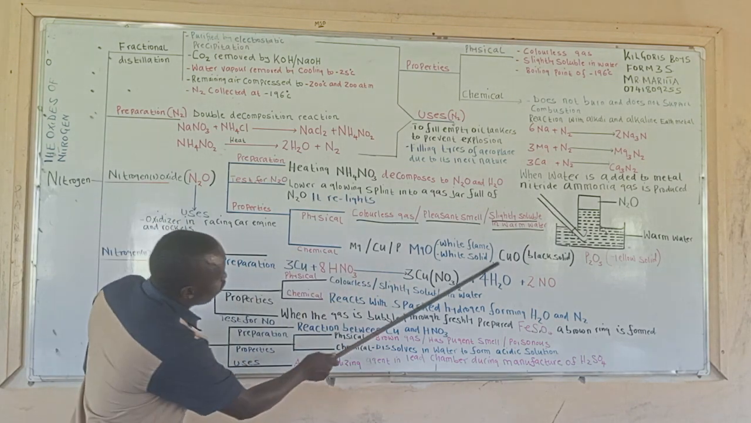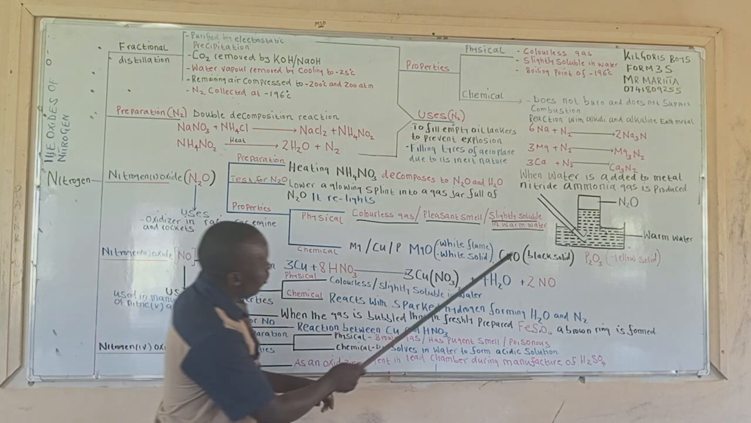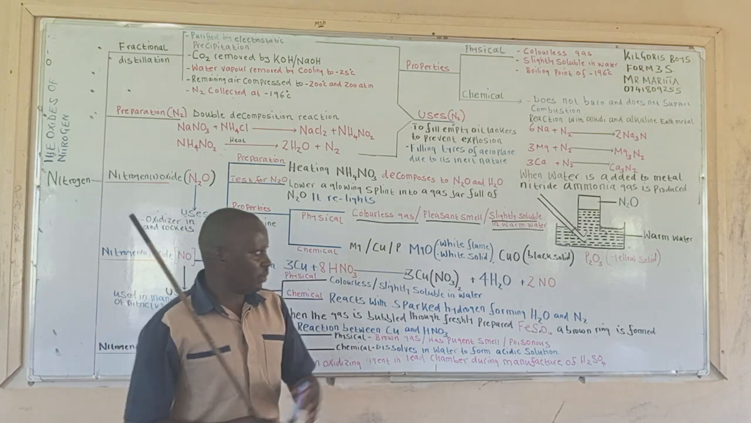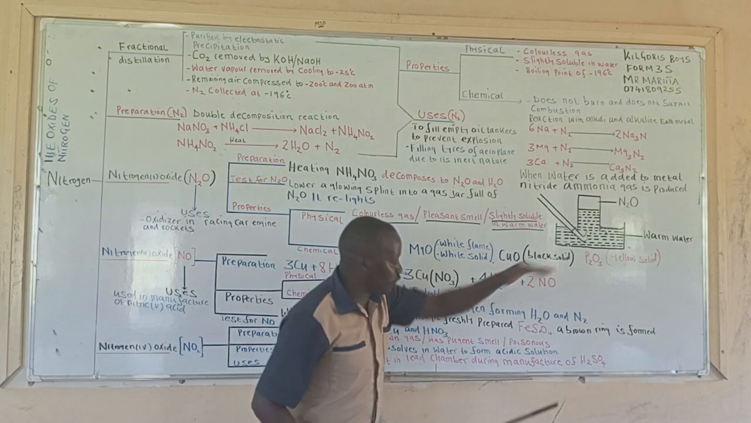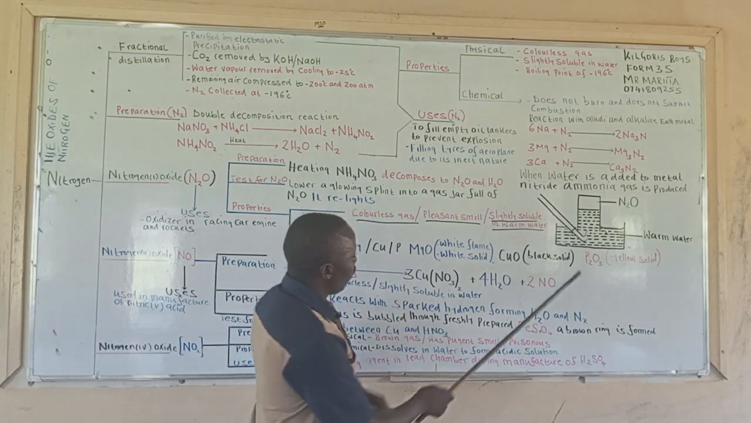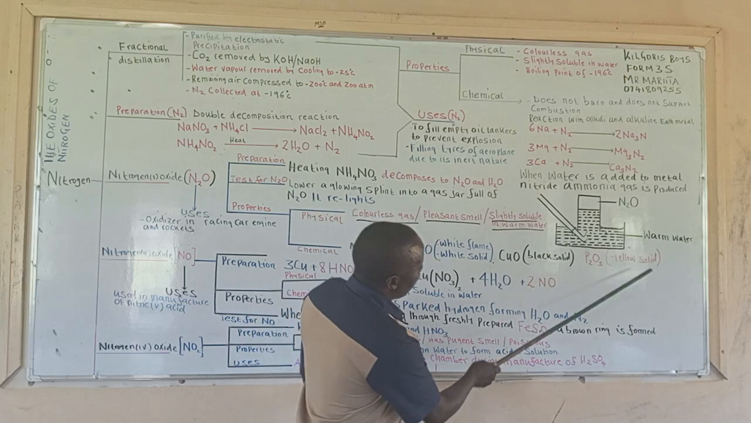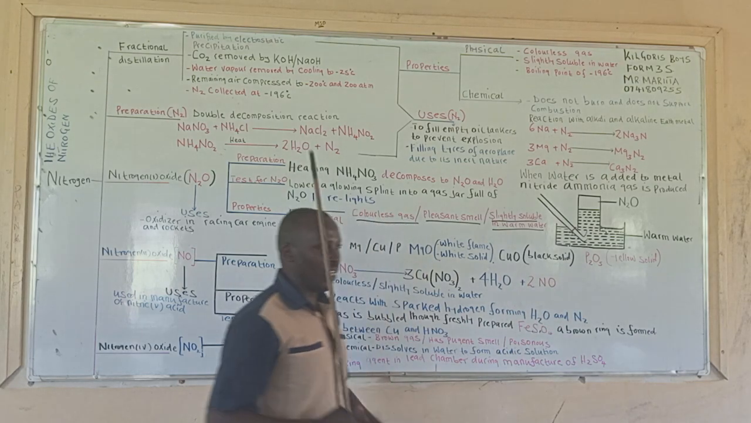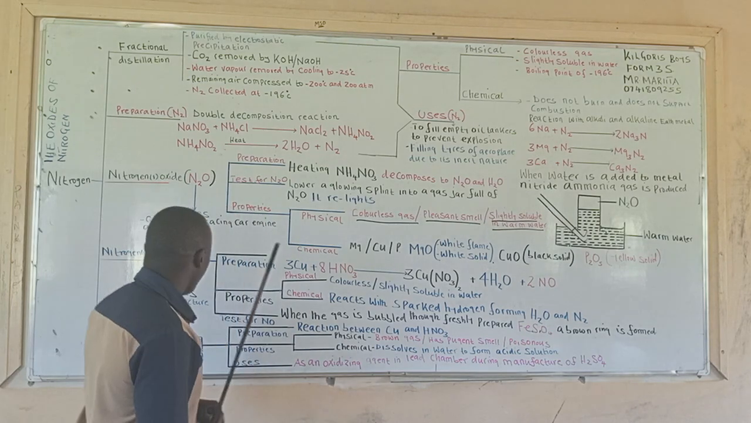It can react with the copper to form copper oxide, and the observation you can make is that it forms a black solid. It can also react with the phosphorus to form phosphorus 5 oxide, and the observation you can make here is a yellow solid.